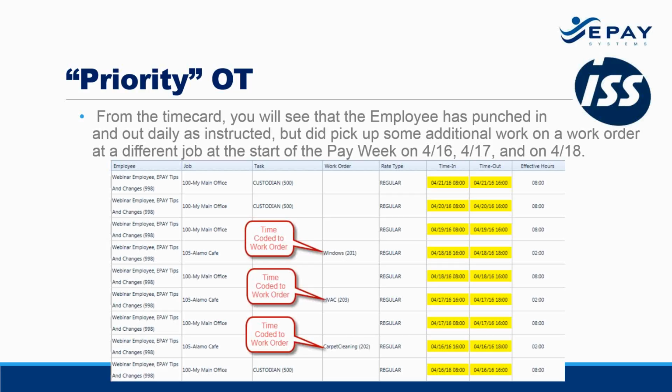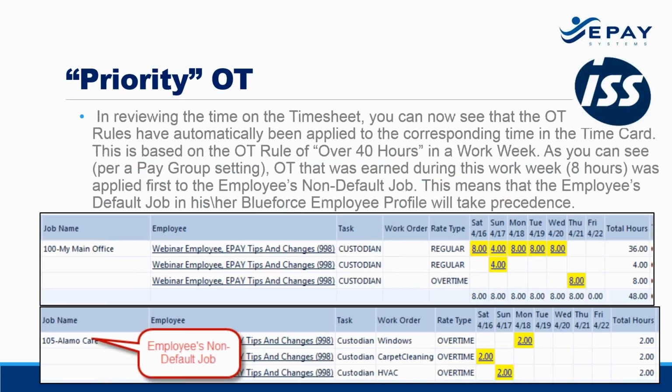Now, the way the system works is this employee's main job is my main office. However, their extra work is being done on a job called Alamo Cafe. When you review the actual timesheet, you'll see that the employee's non-default job is getting the hit for that overtime automatically. The employee did end up working over 40 hours that work week, so the system says the overtime needs to first be applied to those non-default jobs. So he worked 2 hours at each of those different work orders for that non-default job.